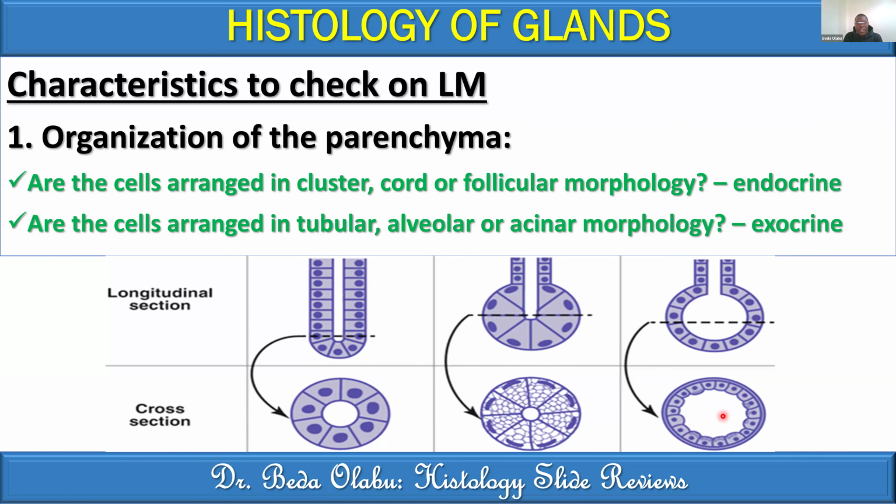So I want you to have a graphic view of what these three look like in these drawings, because I want to now show you histological slides with those varieties, and we should be able to pick them out. So this is tubular, this is acinar, and this is alveolar morphology. If the parenchyma of a gland has any of those three arrangements, then that gland will qualify to be called an exocrine gland.